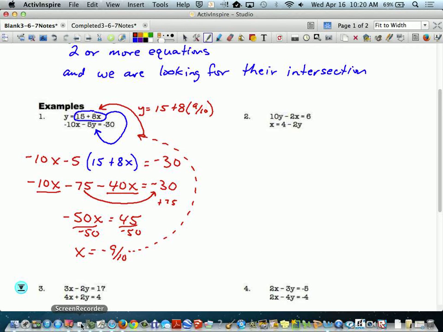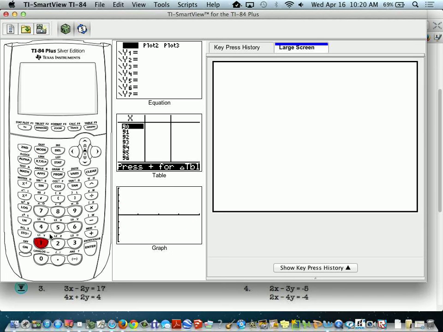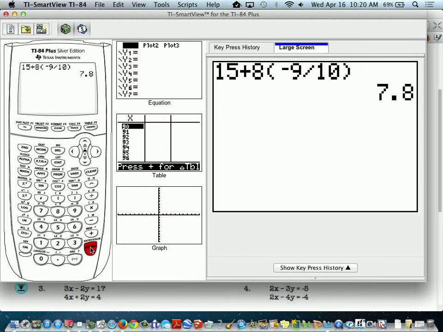Wasn't it negative 9/10? Negative 9/10. Thank you. Are you making a y equals equation? So 15, what was it? 15 plus 8 times negative 9/10. 7.8.